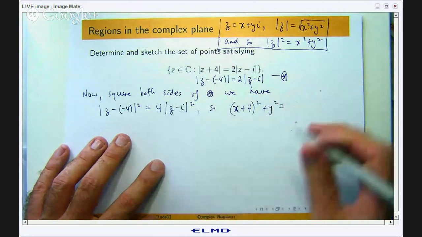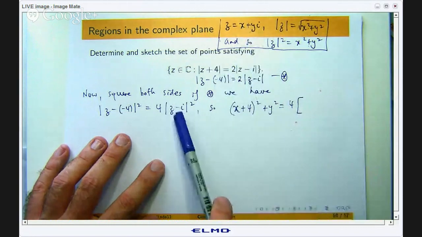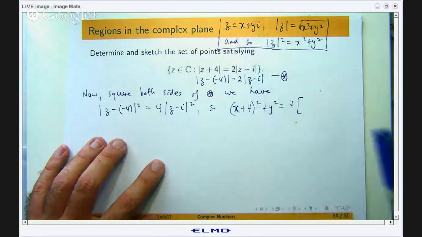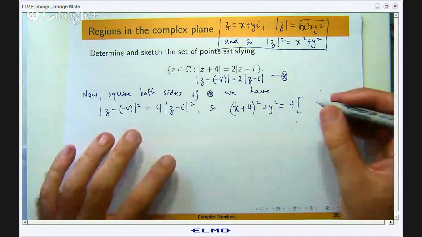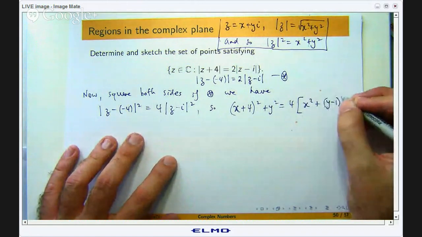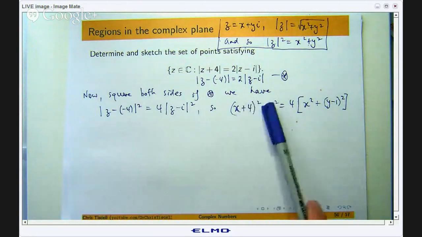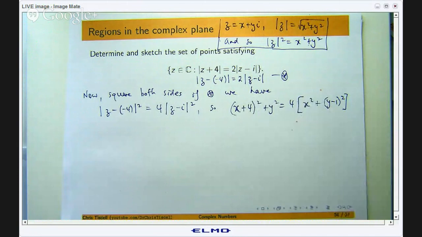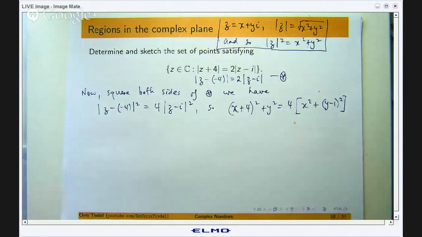And over here, I'm going to get 4. Okay, if z is x plus yi, z minus i is going to be x plus (y minus 1) all times i. So it's x squared plus (y minus 1) all squared. Okay, so now what I can do is expand these things and try to simplify. Okay, try to look for the equation of, say, a circle or something like that. Okay, that's what it looks like it's going to be.